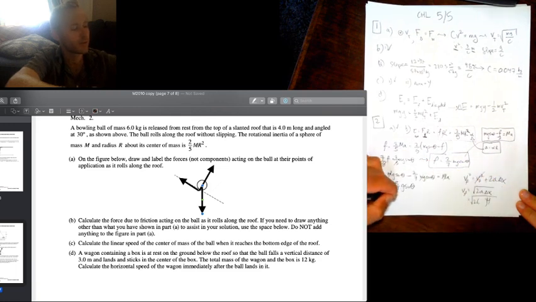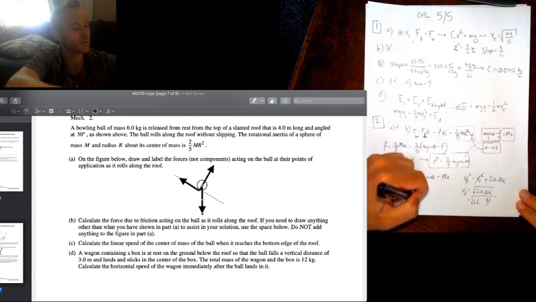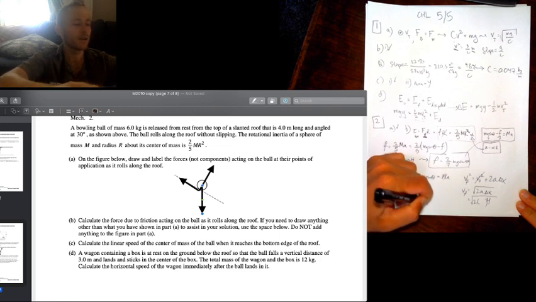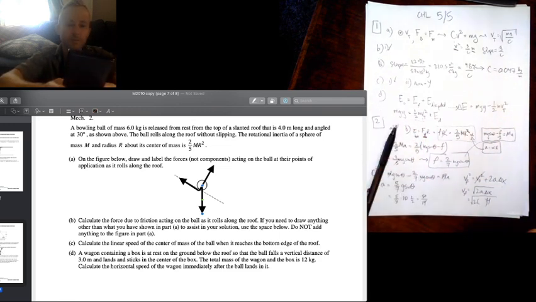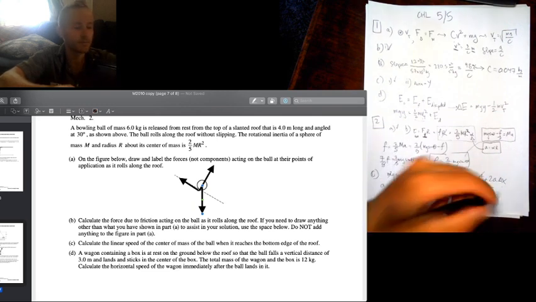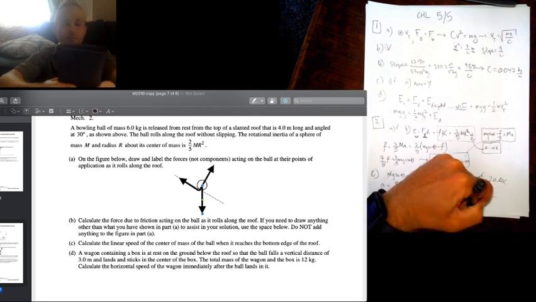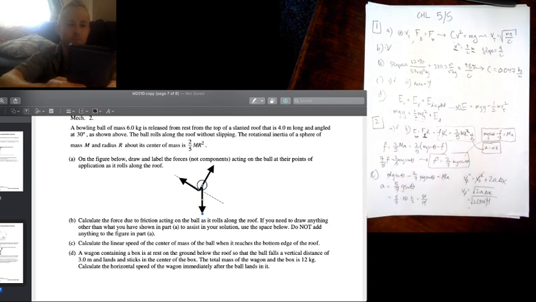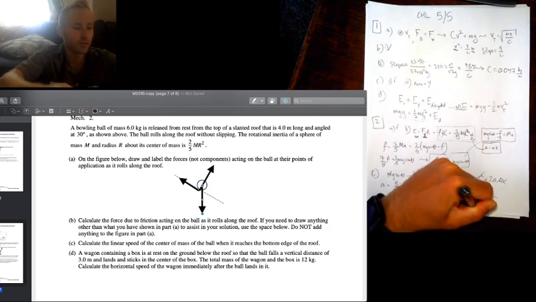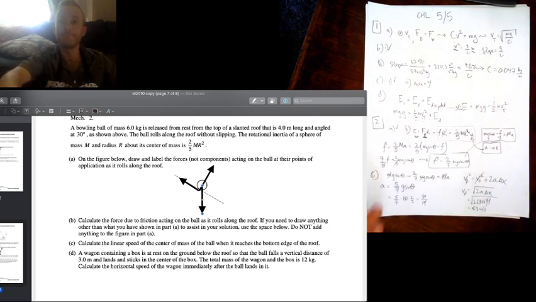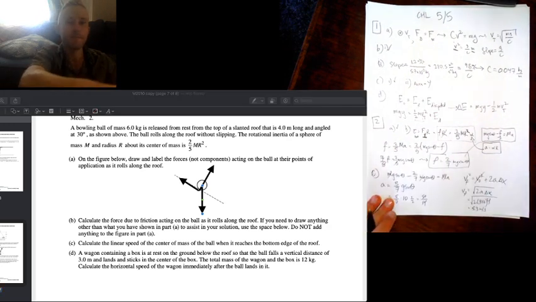So 5/7 times 10 times sine of 30 degrees, which is 1/2. So I get 50 over 14 as the acceleration. 3.57. So I get 5.3 meters per second is the speed. All right. Boom.